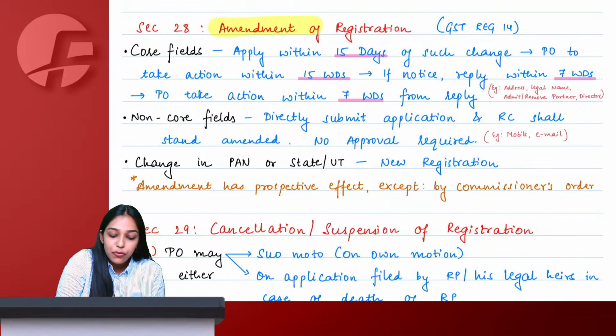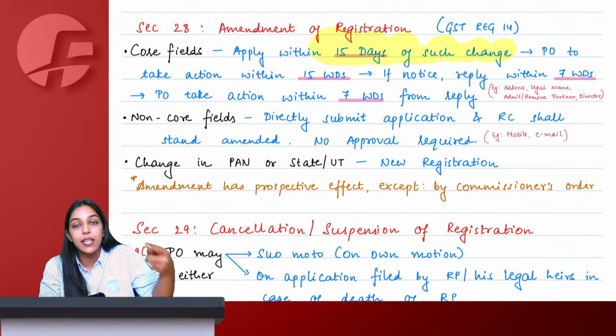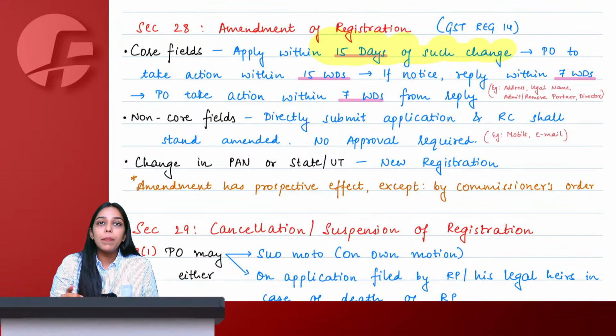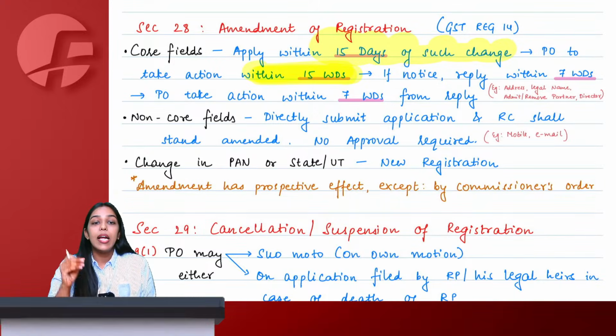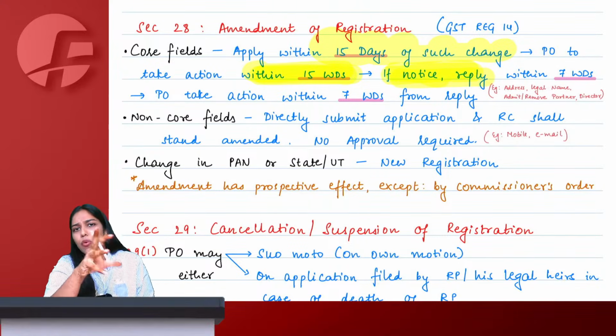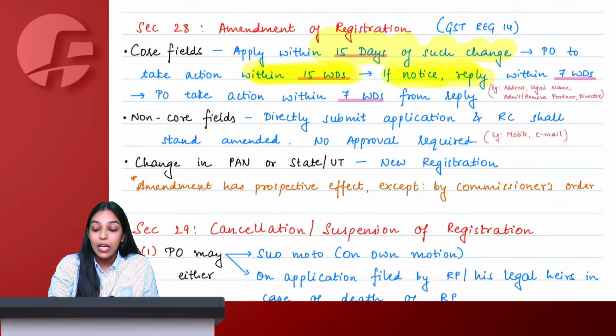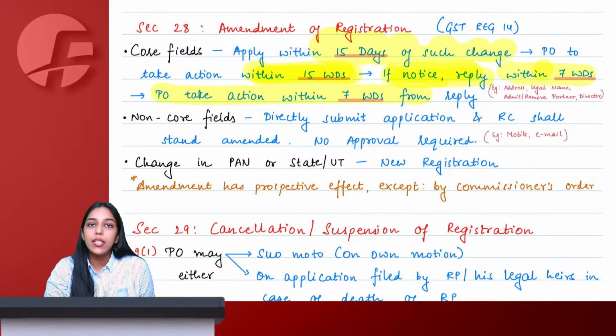So in that case, you will first have to apply to the officer within 15 days of such change, that we want to change this thing in the registration certificate. Once you apply, the officer will check everything, and if everything is okay, then within 15 working days they will tell you, okay, you can change. But if within 15 working days they are not satisfied, they can issue you a notice also, asking you to reply why the change of address, or that they think something is problematic. If you get a notice, you reply within 7 working days. Once you reply, further action is taken within 7 working days.